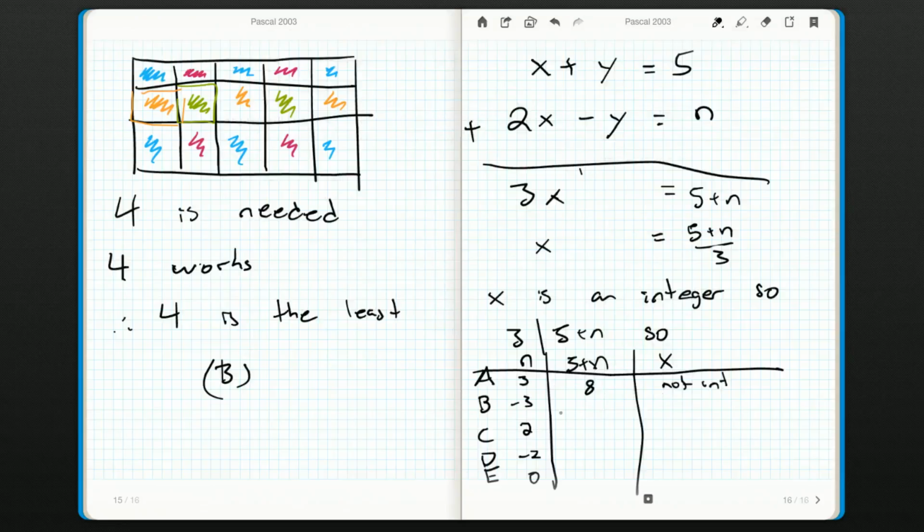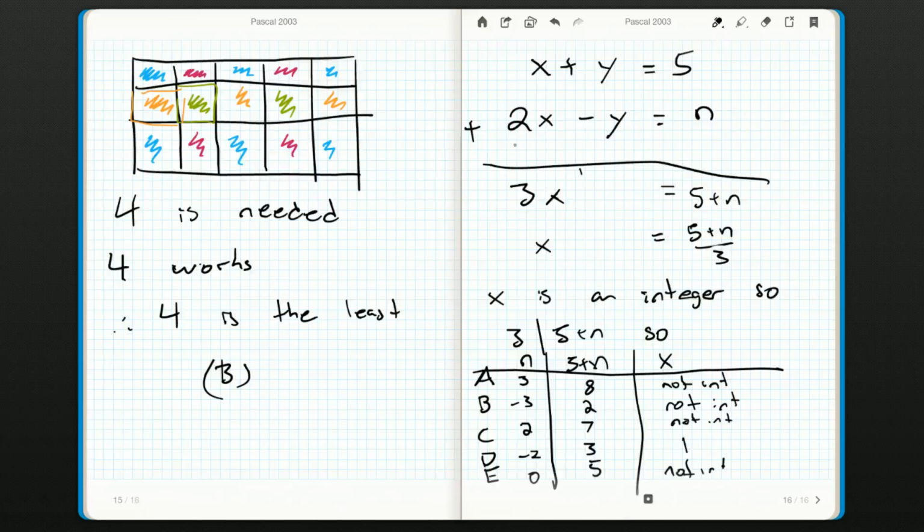So now 5 plus negative 3, that's going to be 2. 2 divided by 3, that's also not an integer. 5 plus 2, that's 7. 5 minus 2, that's 3. 5 plus 0, that's 5. Only one of these gives us an integer. X is going to be 1, and then I guess y would have to be 4.